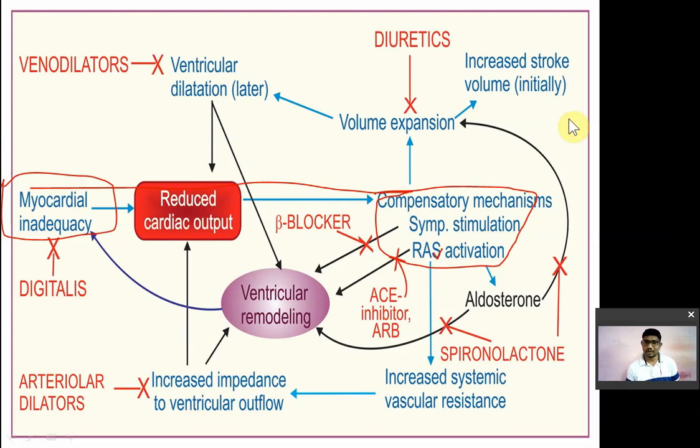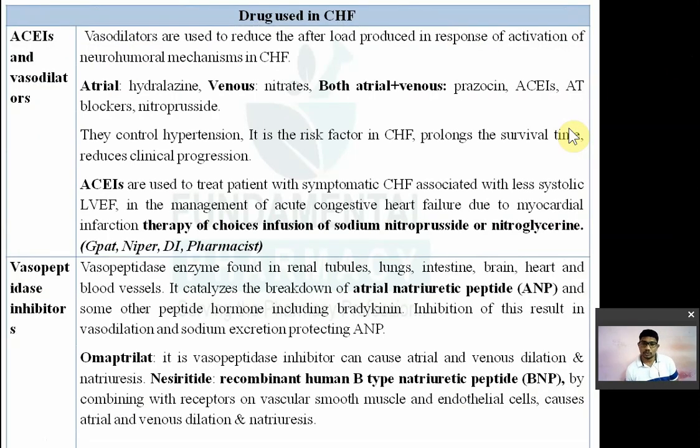So I already explained this in the previous diagram. There are different kinds of drugs used in congestive cardiac failure. Angiotensin receptor blockers can be used. Positive inotropic means those drugs which increase the force of contraction, they can be used. Calcium channel blockers, vasodilators, alpha blockers and beta blockers can be used. But these drugs will not increase the myocardial functioning. So only digitalis is the drug.